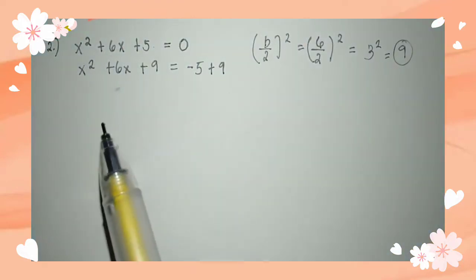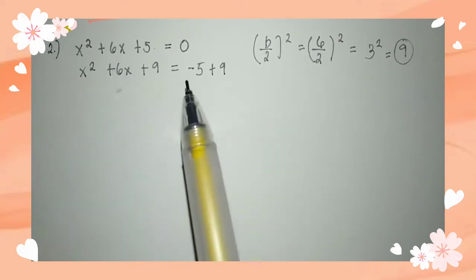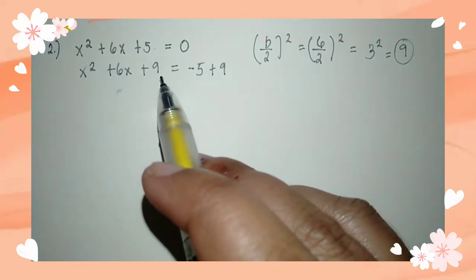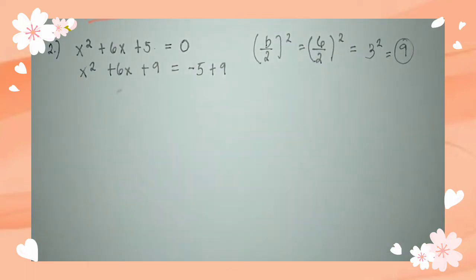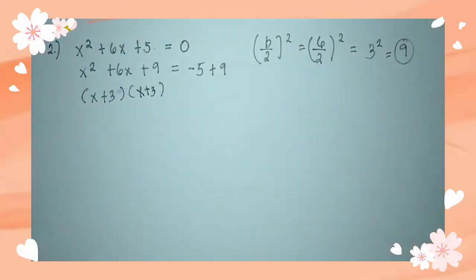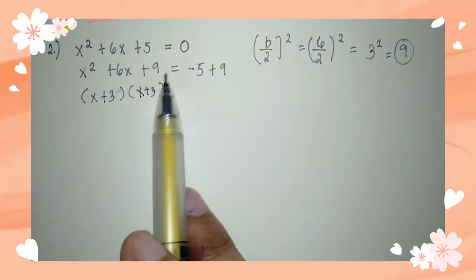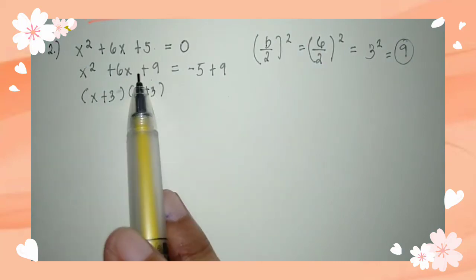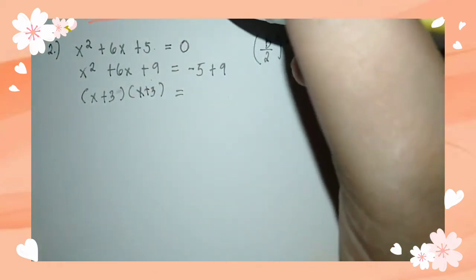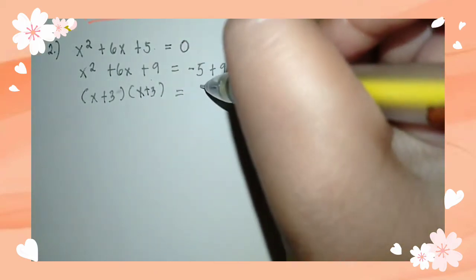So, we've created already a perfect square trinomial in this. And the next thing to do is to factor this out. Since it is a perfect square trinomial, ang factor ni 9 is 3 times 3. And then, isa-isahin natin, no? So, we have yan. X plus 3, x plus 3. Since automatically ang factor ni 9 is 3 times 3 is equal to 9. And 3 plus 3 is equal to 6. Okay? Is equal to negative 5 plus 9 is positive 4.